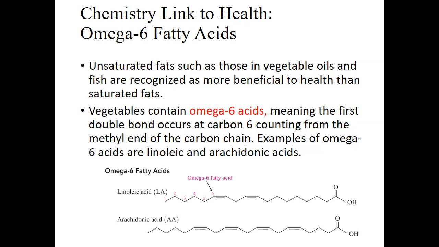Now, there are different kinds of omega fatty acids. You've probably heard a lot said about omega-3 fatty acids. These are kinds that are found in a lot of fish. In vegetables, we see a lot more of what are called omega-6 fatty acids. Now, omega-3, omega-6, this sounds like a lot. How do I know which one is which? It's actually easy.